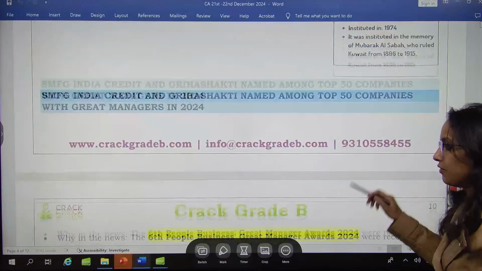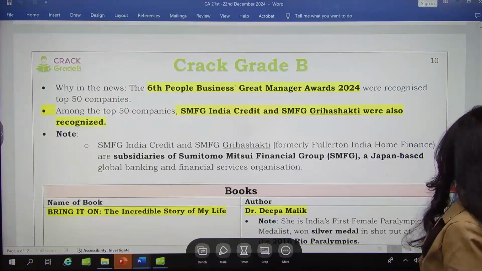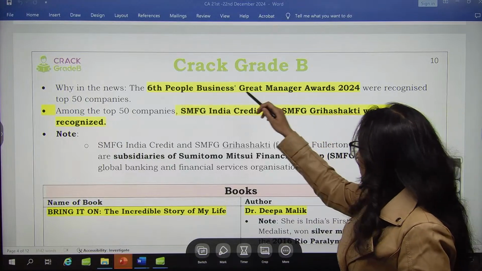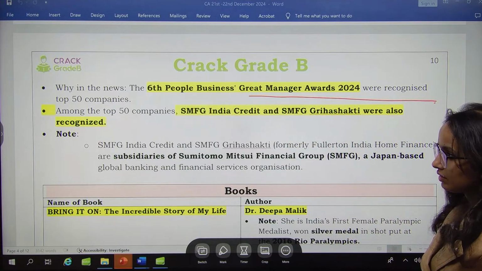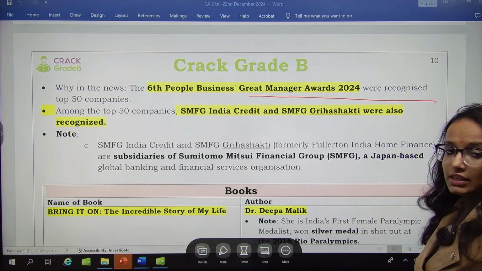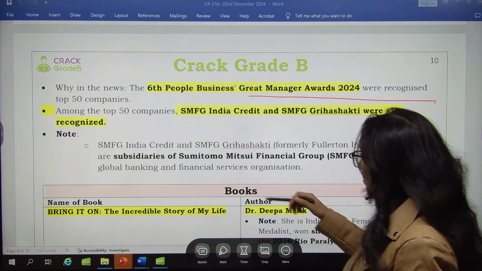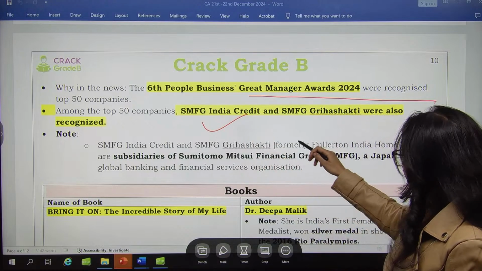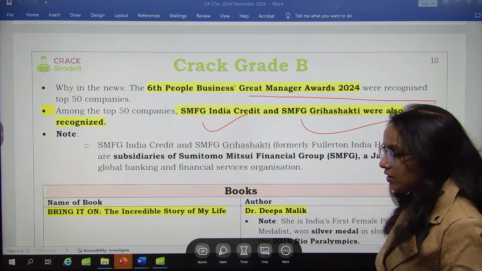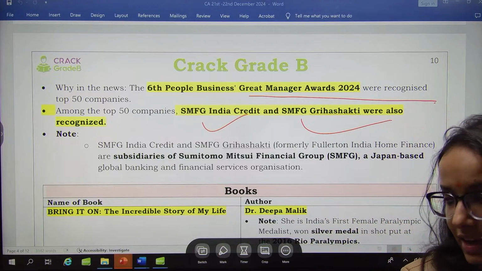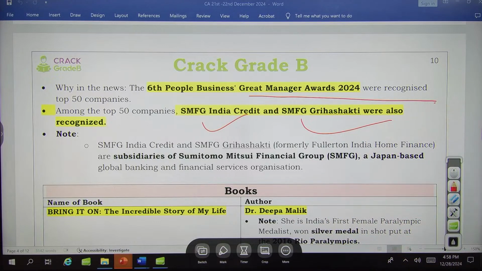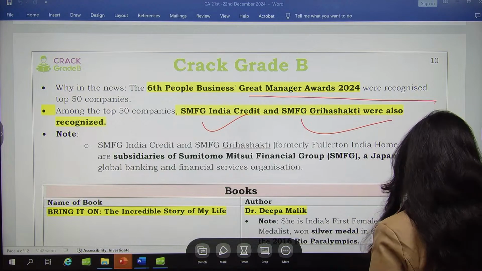Then next you have the 6th People Business Great Manager Awards 2024. They recognized 50 companies, and among these top 50 companies, SMFG India Credit and SMFG Griha Shakti were also recognized. So remember, these were part of the top 50 companies recognized by the 6th People Business Great Manager Awards 2024.